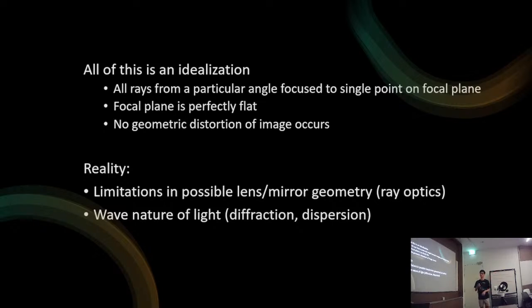So the reality is that we have limitations in the possible lens and mirror combinations that we can put together to get what we want. The second thing is a limitation caused by physics. All the while we have been assuming that light comes in as straight rays and then reflects and refracts through all the elements. But the reality is that light has a wave nature, which causes phenomena known as diffraction and dispersion, and this causes a lot of imperfections in the optical system.